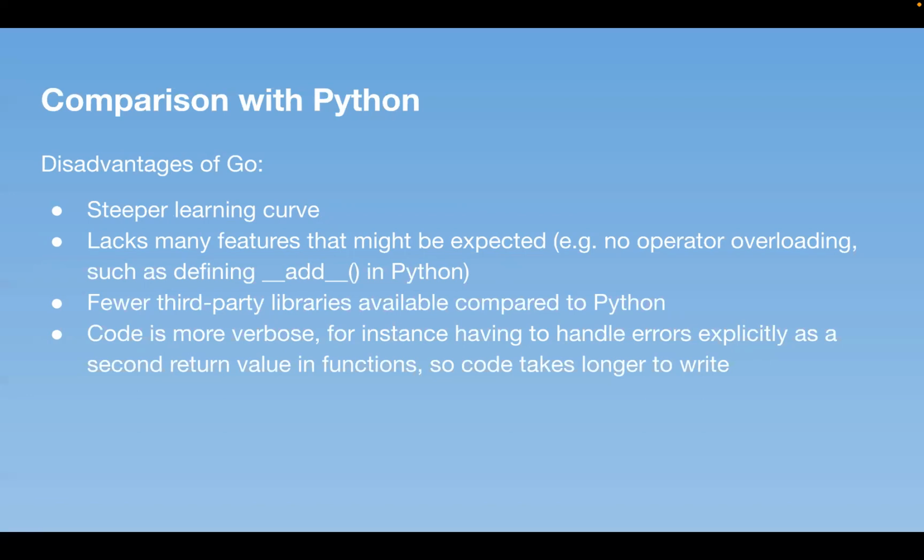There are fewer third-party libraries compared to Python, which you potentially expect, given that it's a much newer language. It's only been around for about 10-ish years. Also code is more verbose. As an example, you need to explicitly handle errors as a return argument for your function, which is more idiomatic Go, I guess, rather than in Python, where you can just raise an error and then do a try except block or something like that. All of this means that code does take longer to write. So, advantages, disadvantages, I guess neither is inherently better; there are just different cases where you prefer either or.